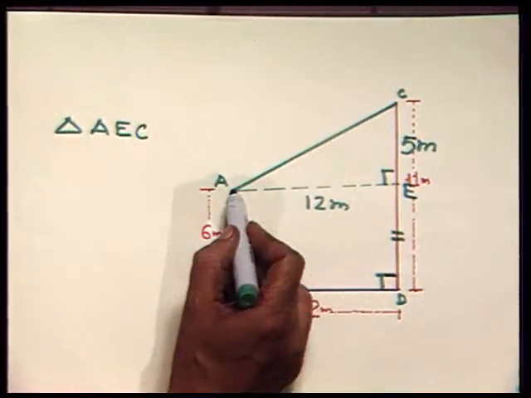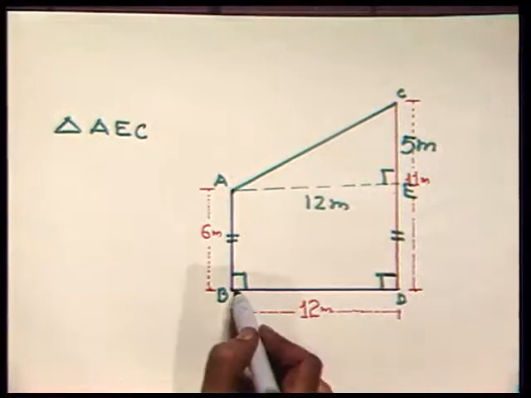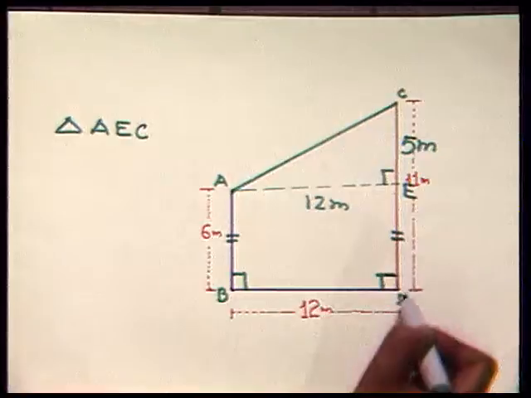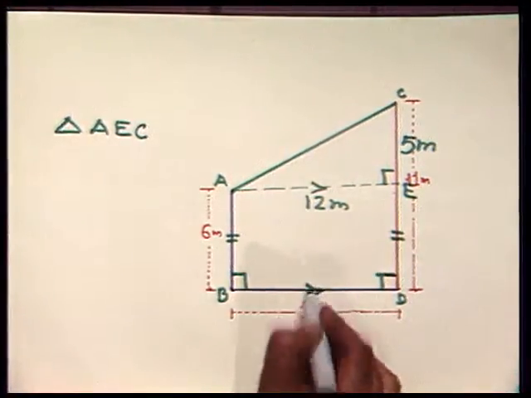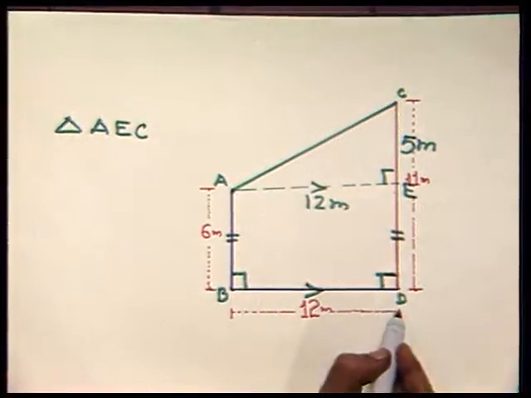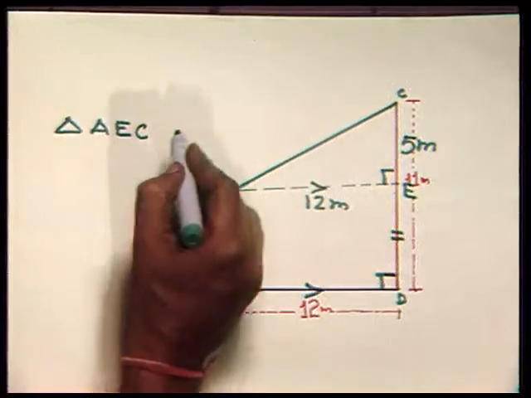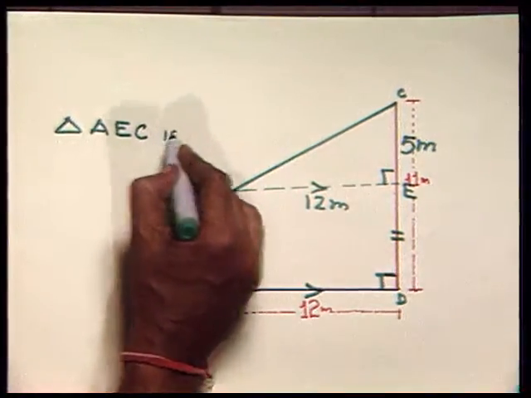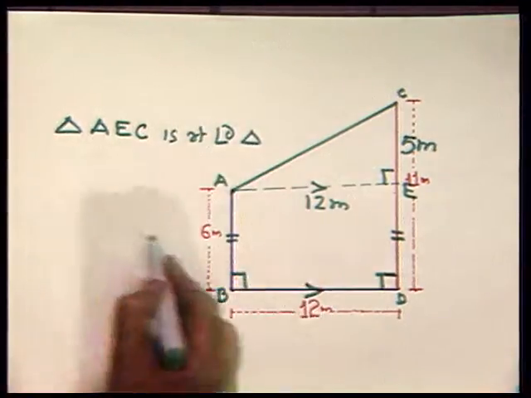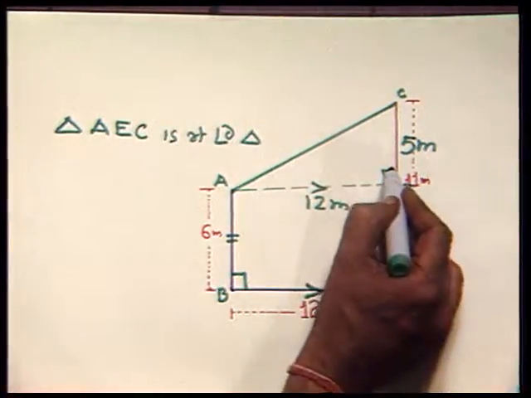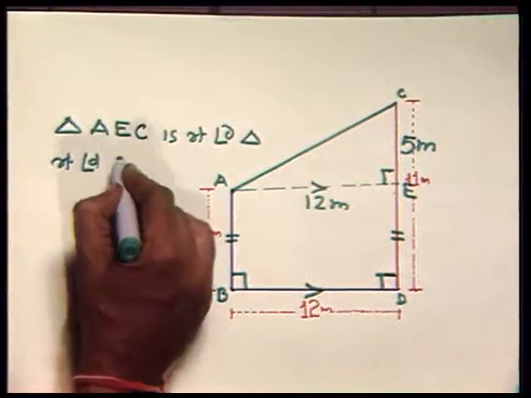Remember here that AE is perpendicular to CD, and since BD is perpendicular to CD, AE is parallel to BD. This distance BD being 12 meters, this is also 12 meters. So, triangle AEC is a right angle triangle, and at what point is it right angled? At E. This is right angled at E.